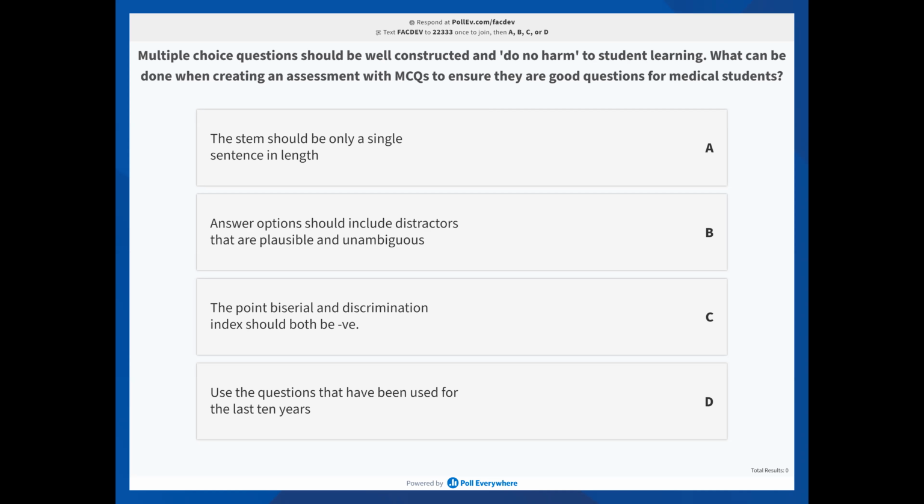It's not plausible, if you know what you do. I did not intend for this to be a super good question. I just wanted you to start thinking about, first of all, looking at discrimination index and point biserial, because those are important analytics for questions. And use the questions that have been used for the last 10 years. Again, not a serious option, because very many of the ones that have been used for the last 10 years need to be repaired.